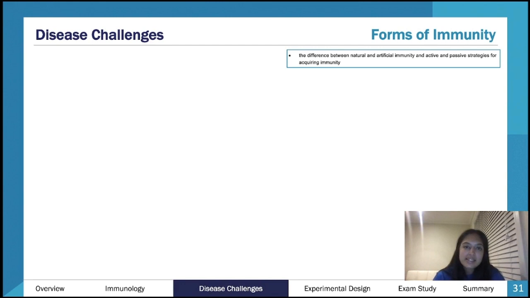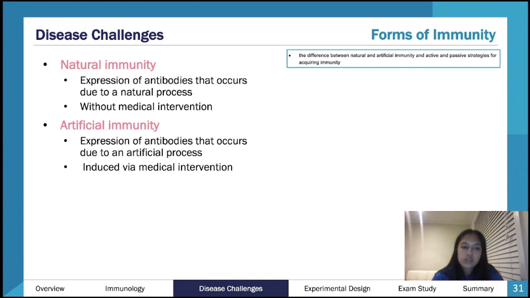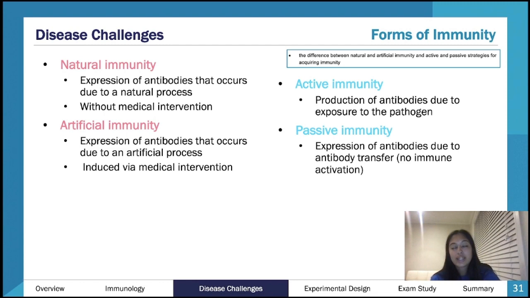Okay, this is probably the easiest part of immunity, I would say, maybe. So you've got your natural and artificial immunity that you have to distinguish between, and your active and your passive immunity that you have to distinguish as well. So your natural immunity, this is when you have ultimately antibodies that you've made yourself. With your natural immunity, you have been infected by something and then you are expressing antibodies. In your artificial immunity, this is when the antibodies are basically not your own.